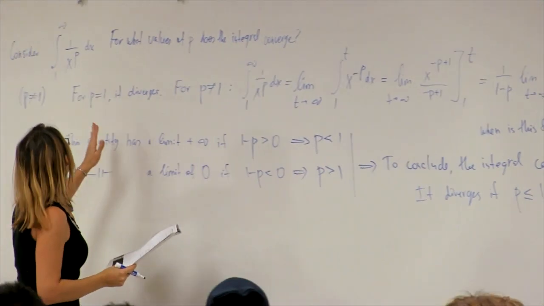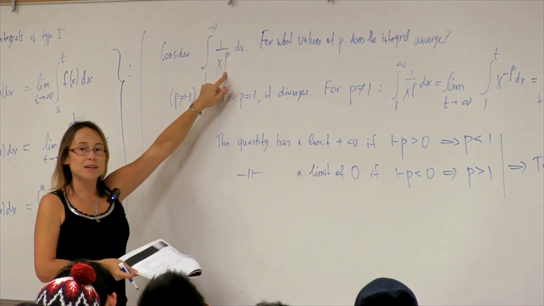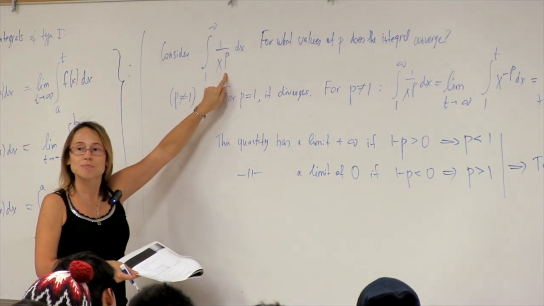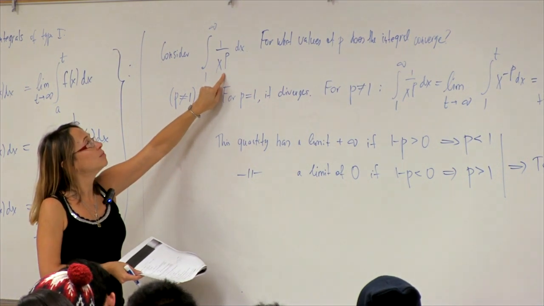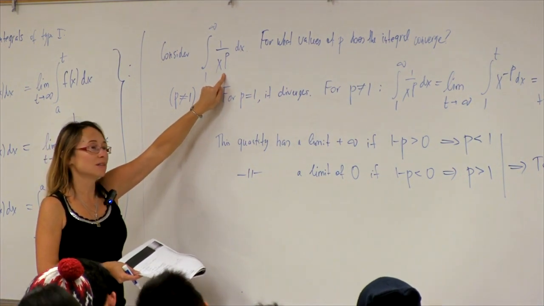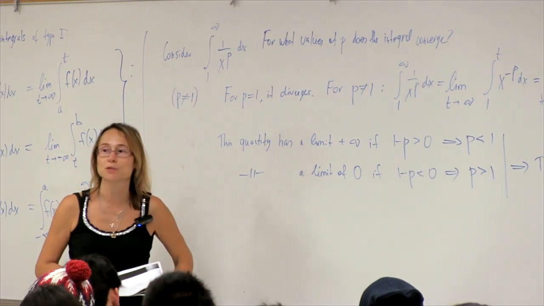So if we look at this original expression, a large value of p means that it decays very fast, and then it converges. A small value of p means that it doesn't decay fast enough, and the area becomes infinite. Questions?